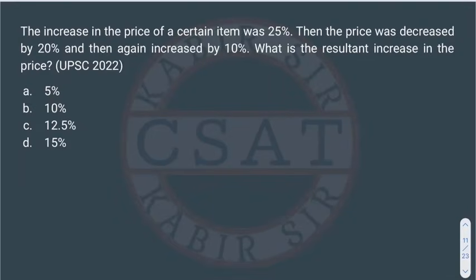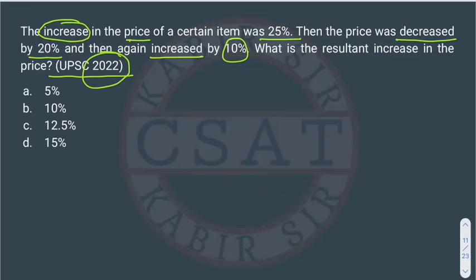Now this is a question asked in UPSC 2022. The question is, the increase in the price of a certain item was 25%, right? Then the price was decreased. Initially the price got increased and then decreased by 20%, and then again increased by 10%. So what is the resultant increase in the price? So here, first of all, it seems like this question is not from percentage. Many students think that this question is not from percentage chapter, it is from cost and price, right?